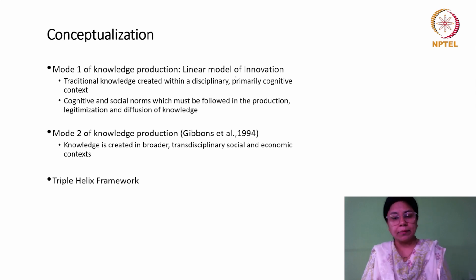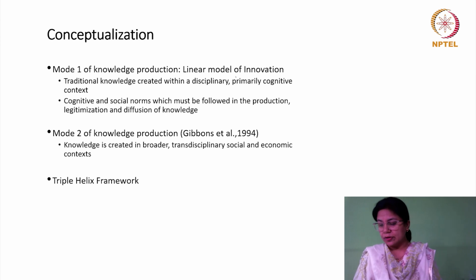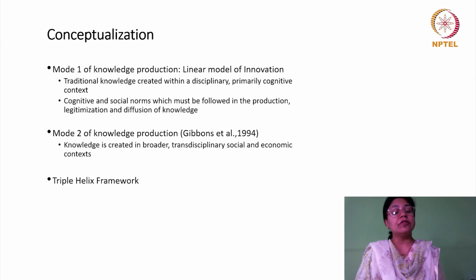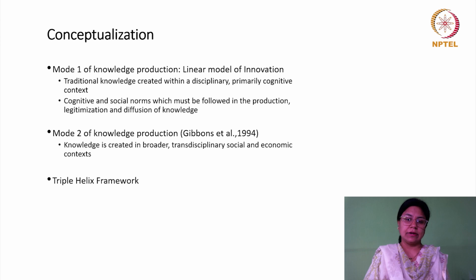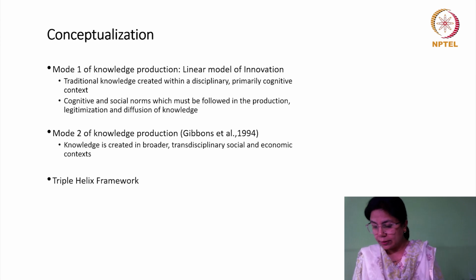As highlighted by Gibbons in their work, mode 1 of knowledge production is indeed a linear model of innovation, and it is a traditional way in which knowledge is created within the tight boundaries of a disciplinary and cognitive context. Whereas in mode 2, you will find that knowledge is now being created in a broader transdisciplinary, social and economic context.